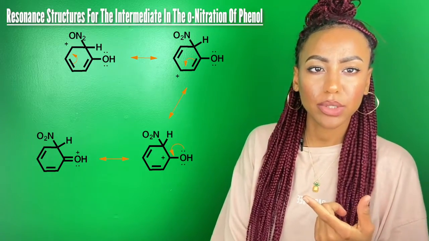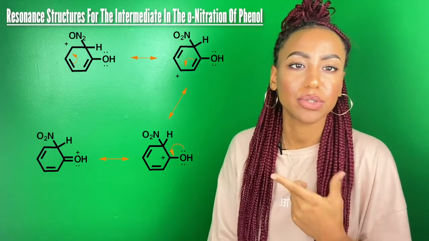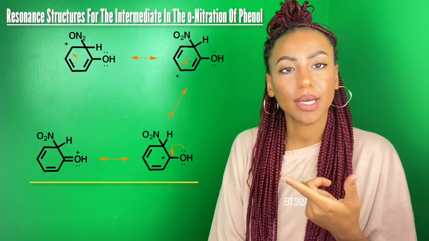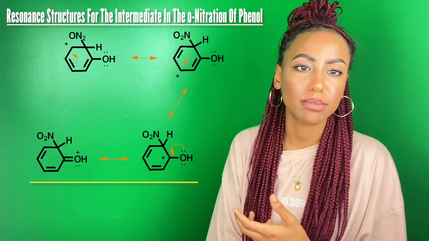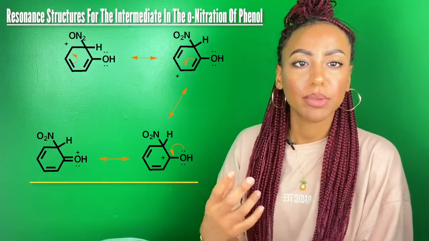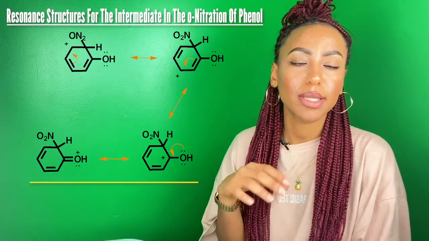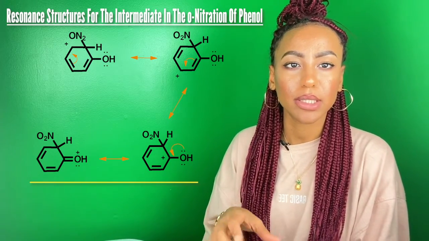In the ortho nitration of phenol, the following resonance structures are possible. Over here you can see how oxygen donates a pair of electrons to add to the resonance stability of the intermediate. It essentially helps to share that positive charge, decreasing the energy and increasing the stability of the intermediate.